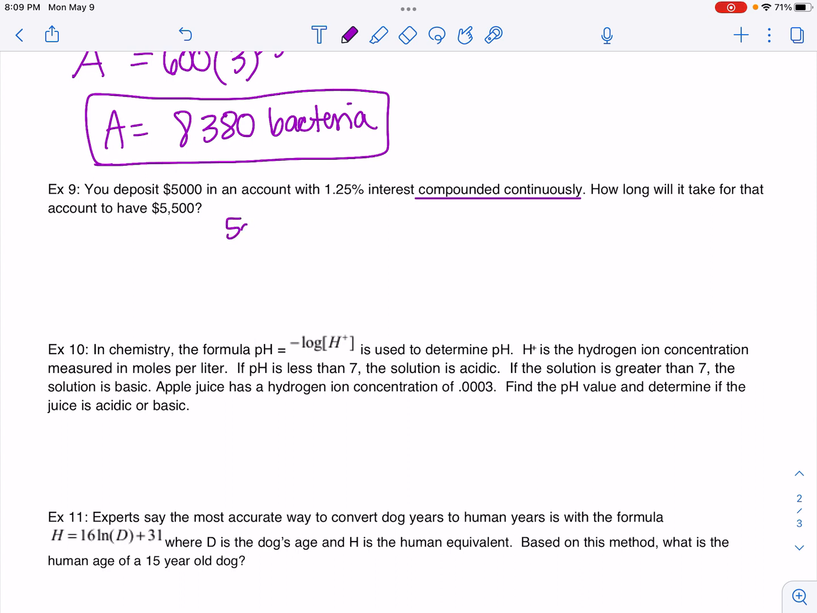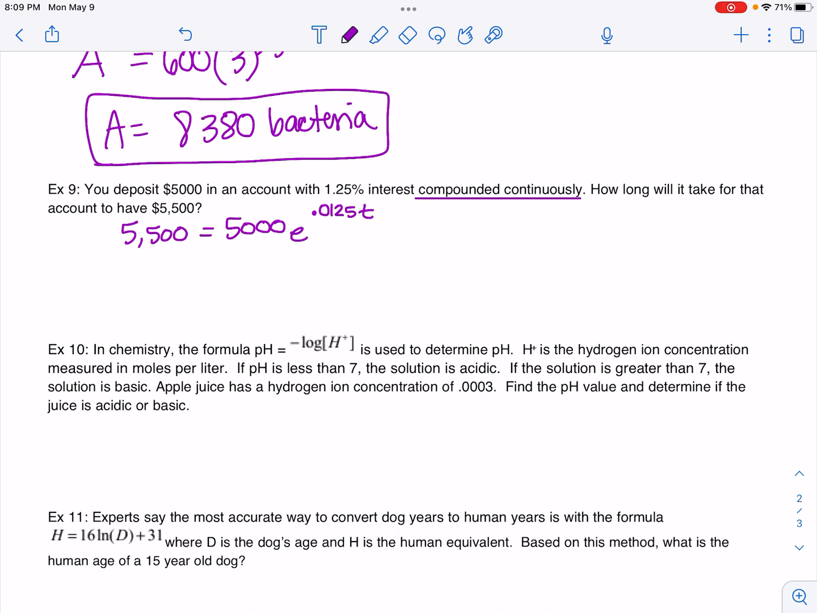Well, my initial amount is my principal, e is my base, raised to the rate as a decimal, 0.0125 times the time, is equal to the amount after that said time. So our goal is to solve for that exponent, so we are going to use a log, and because our base is e, we're going to be using a natural log.